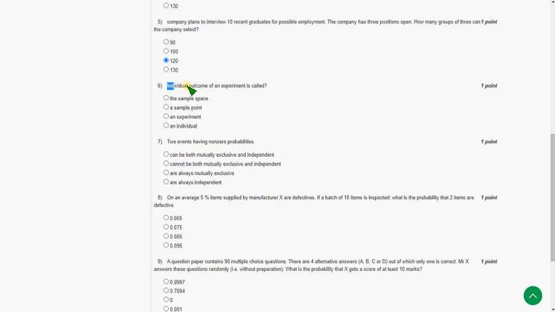Sixth question: an individual outcome of an experiment is called. The answer is option 2, a sample point. All outcomes of an experiment is the sample space. Only an individual outcome is called a sample point.